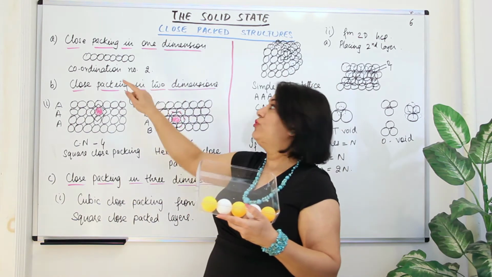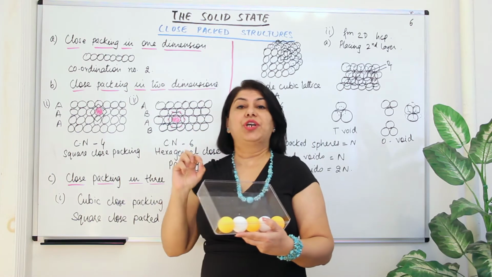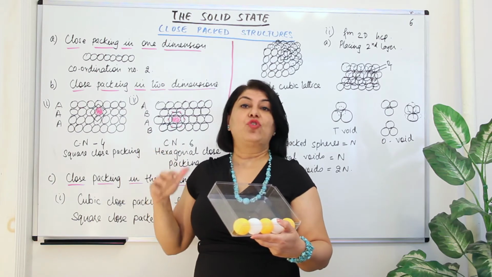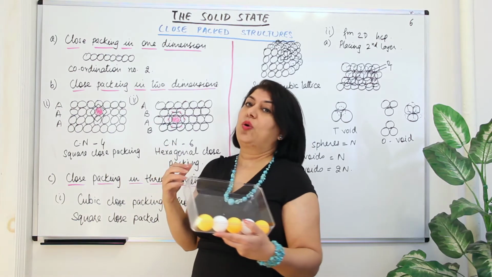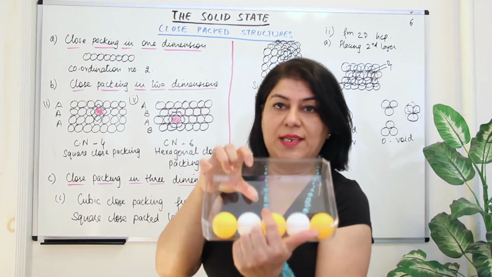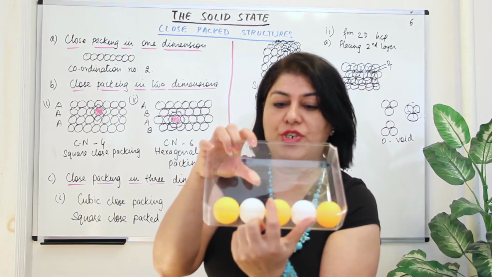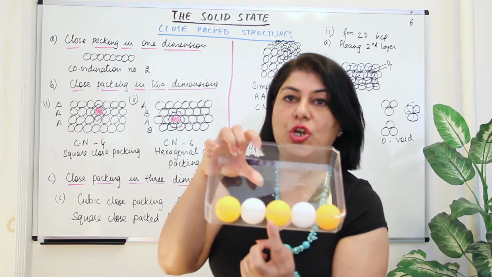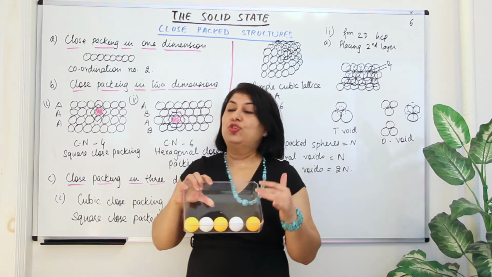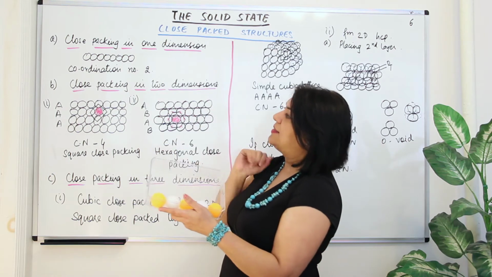Now is the time to introduce the concept of a coordination number. The coordination number is the number of atoms each atom touches or is in direct contact with. So how many neighbors does an atom touch? That is the coordination number. In the case of close packing in one direction, if you see an atom in the middle, it is touching, for example, this orange ball touching these two white balls. So it touches two neighbors and therefore its coordination number is 2.